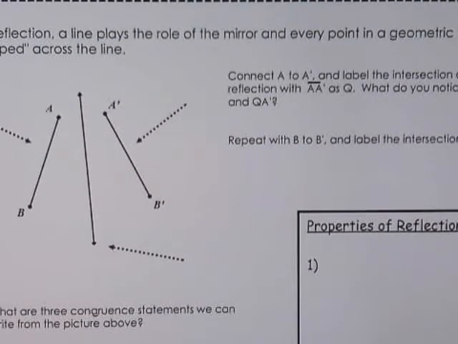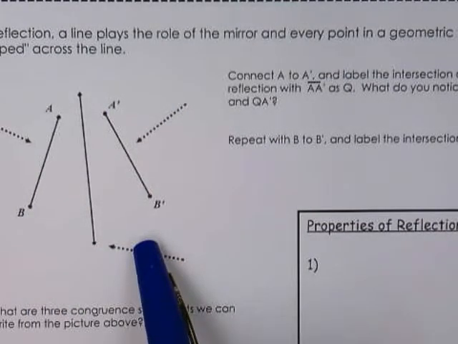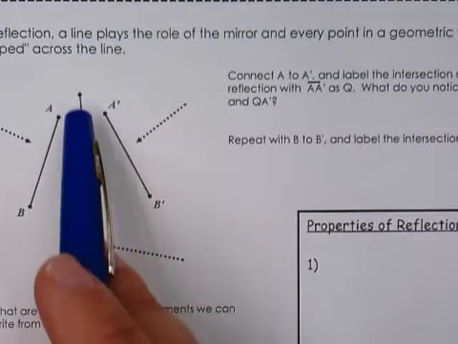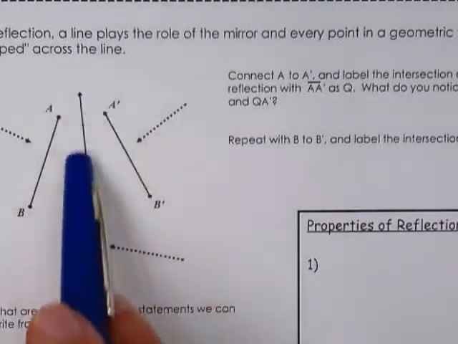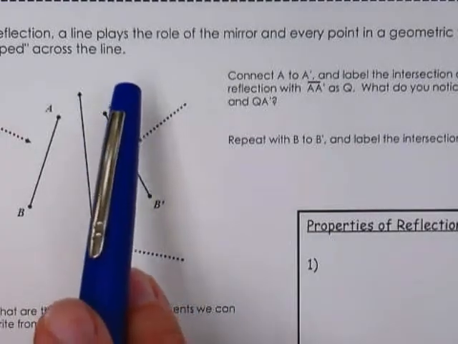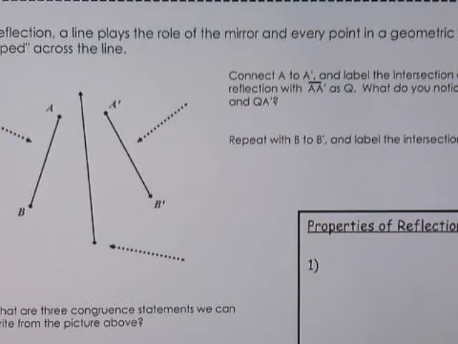It says, in a reflection, a line plays the role of the mirror, and every point in a geometric figure is flipped across the line. So here we have an example of a reflection. I have line AB, and it's reflected over this line. So this is like the mirror, and it becomes A prime, B prime. That's what we call the A with the tick mark, B with the tick mark. It's A prime and B prime.